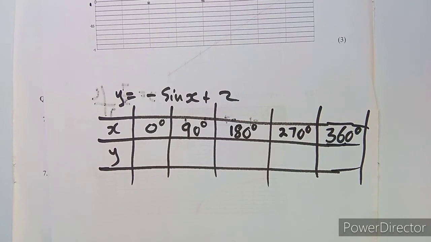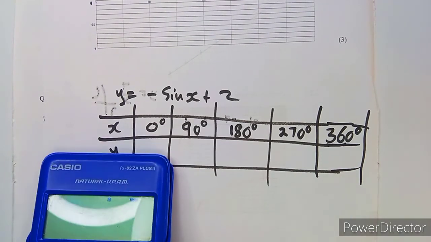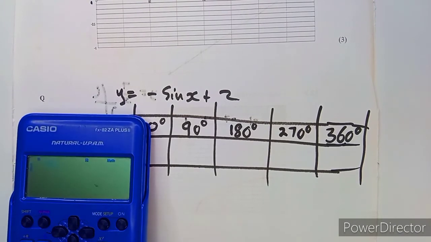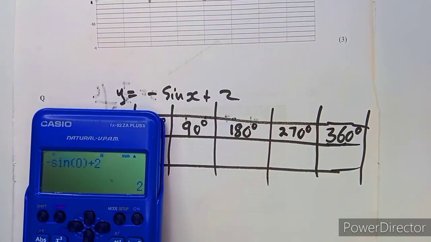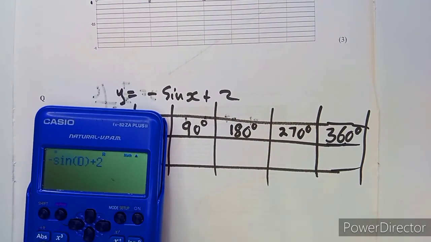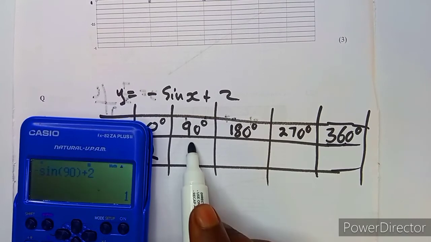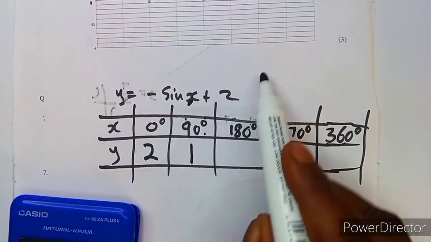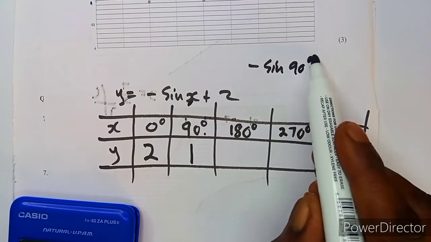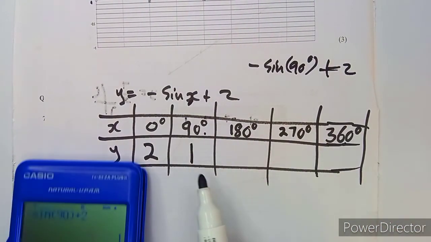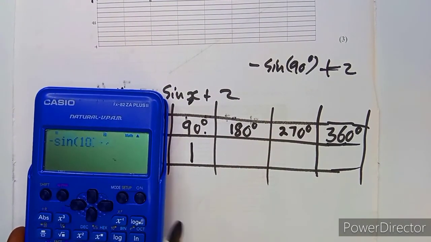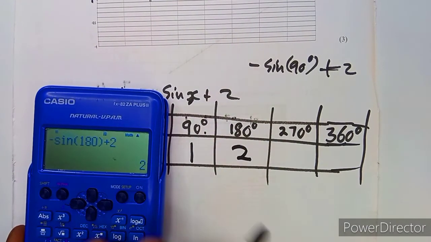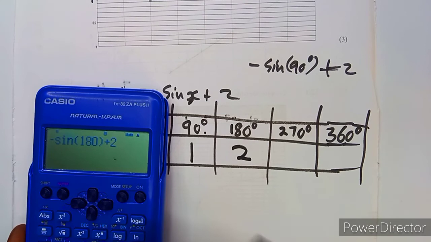So there is a matter of applying your calculator properly. Make sure that your calculator is in degrees. So the first part is when sine is 0, so it's minus sine 0 plus 2. Okay, so I'm obtaining a 2 here. Okay, another one, it's minus sine 90. Minus sine 90 plus 2, you substitute. So you're substituting 90 in place of x. Minus sine 90 degrees plus 2. You're going to obtain 1 there. You move on to 180. You do the same. You substitute 180 there. It's going to be 2. At 270, you do the same.